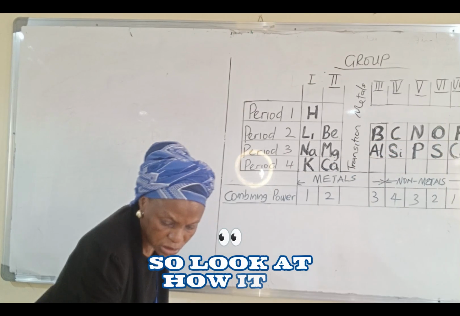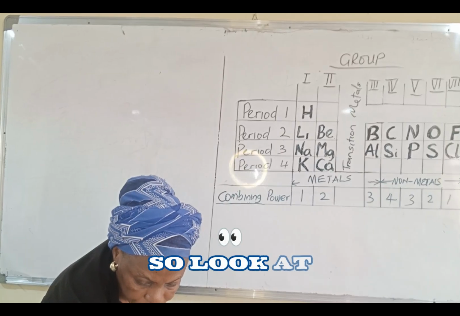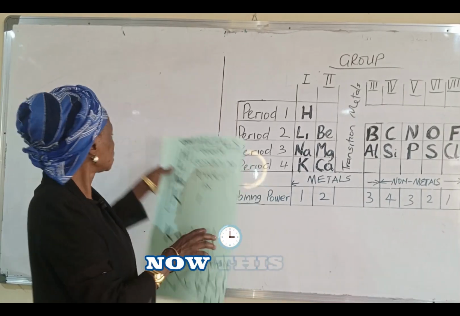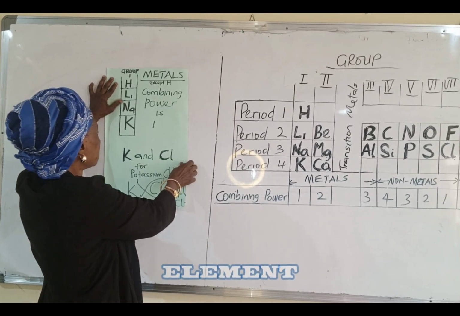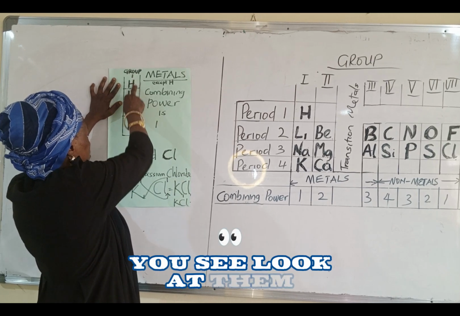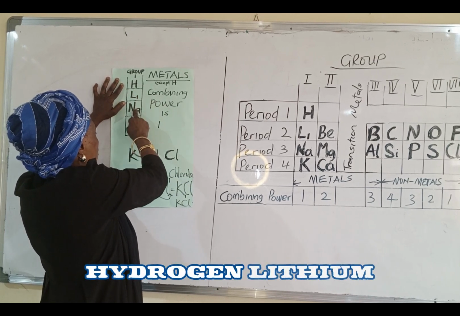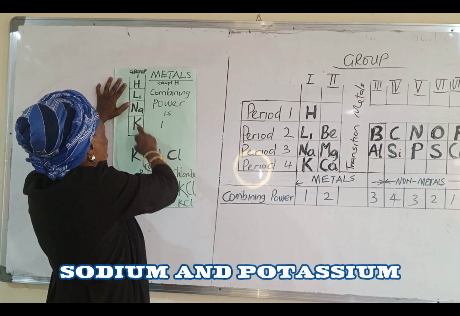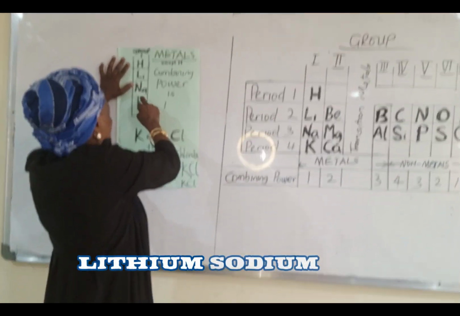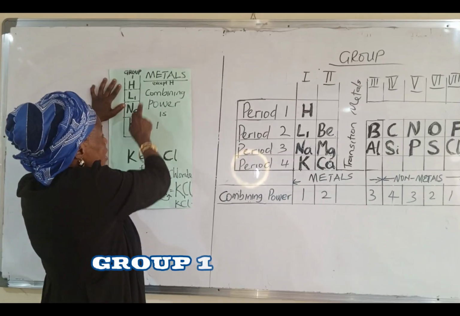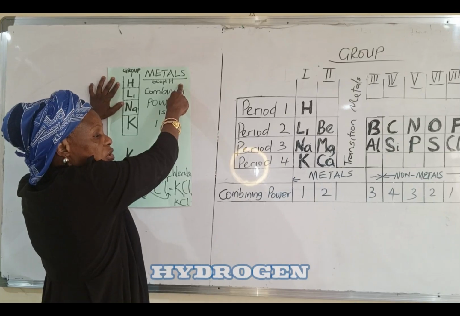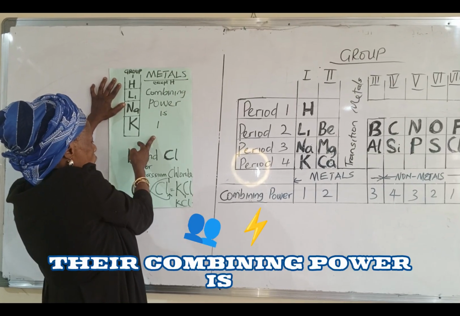So look at how it is formed. So look at sodium now. This is a group 1 element. You see, look at them: hydrogen, lithium, sodium, and potassium. Lithium, sodium, and potassium are metals. Group 1 elements are metals except hydrogen. Their combining power is 1.